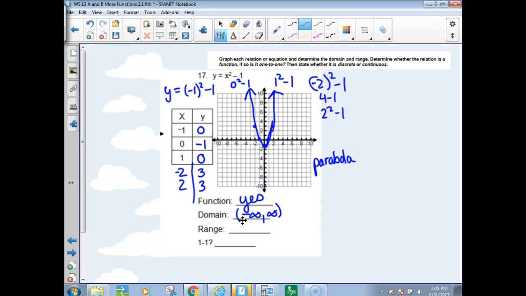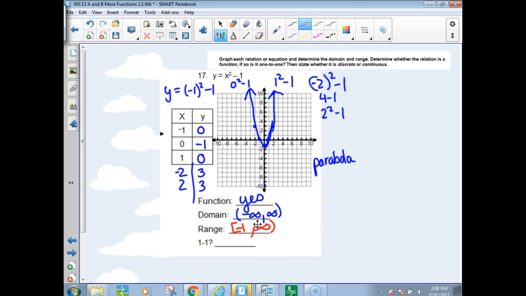Alright, what's the range though? It's restricted. Now, we always want to do small to large, so I want you to go to low point upward. So its lowest point is at -1. It includes it. And then it goes up, up, up, and away, so that's to infinity.